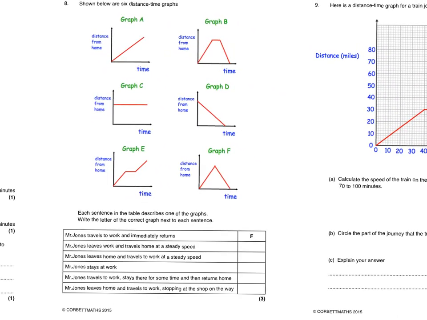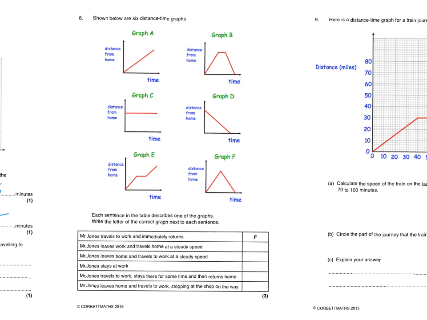Okay, here we have 6 graphs. It's just coincidental that it's Mr. Jones. I did not make it this way. And they're all telling 6 different stories. So let's have a look at the first one here.